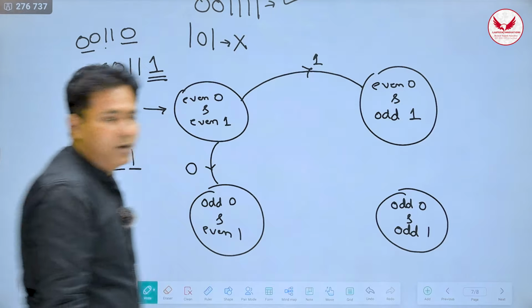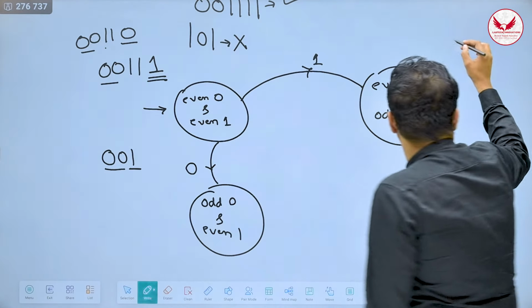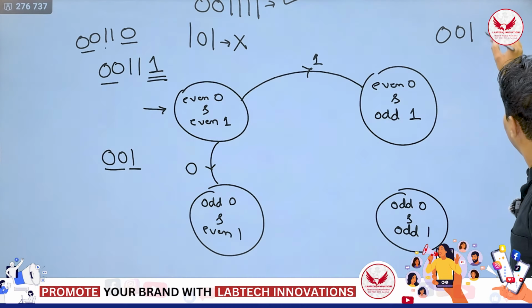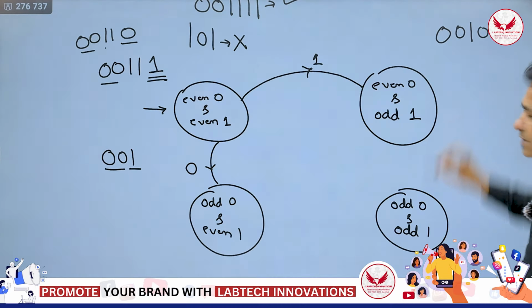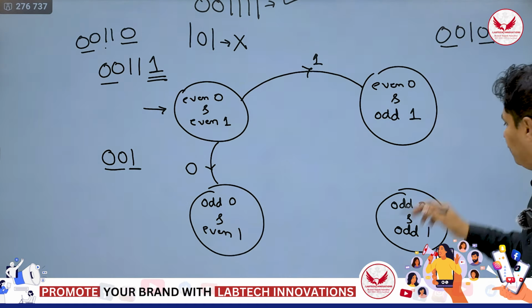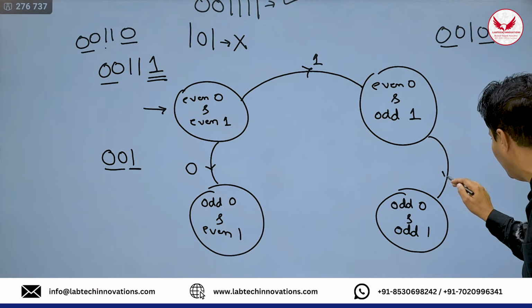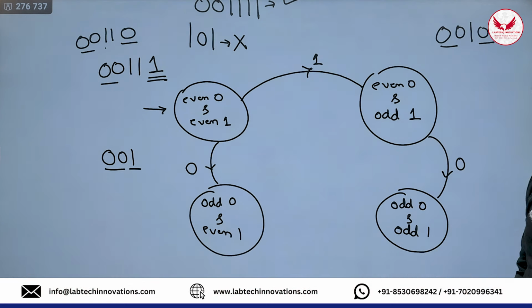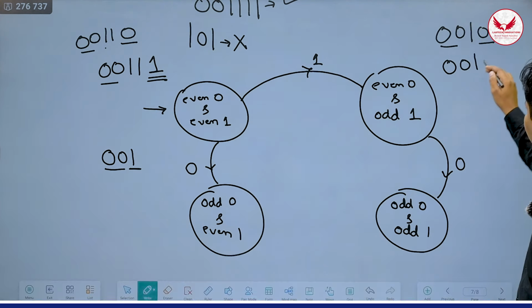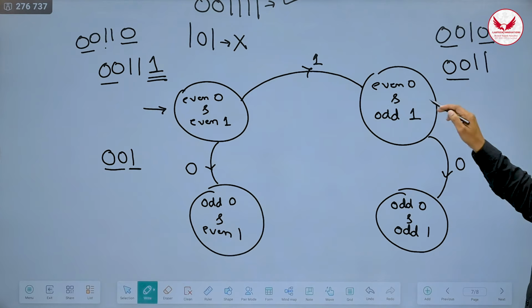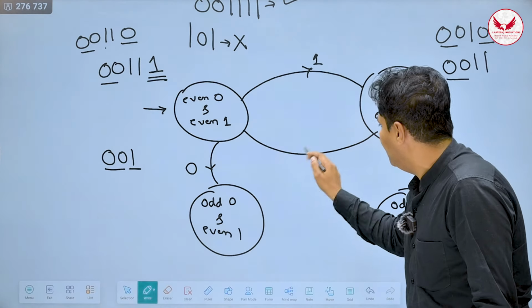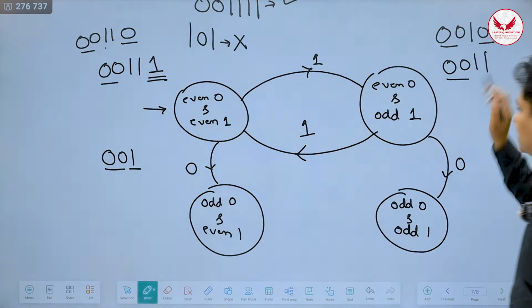Even 0, odd 1: what will be the input? Even 0 and odd 1. If I process input 0 in this state, what output am I getting? I am getting odd number of 0s and odd number of 1s, by processing 0. Same as in this state, we have to process 1 also. When I process 1, what output am I getting? I am getting even number of 0s and even number of 1s, when I process 1.